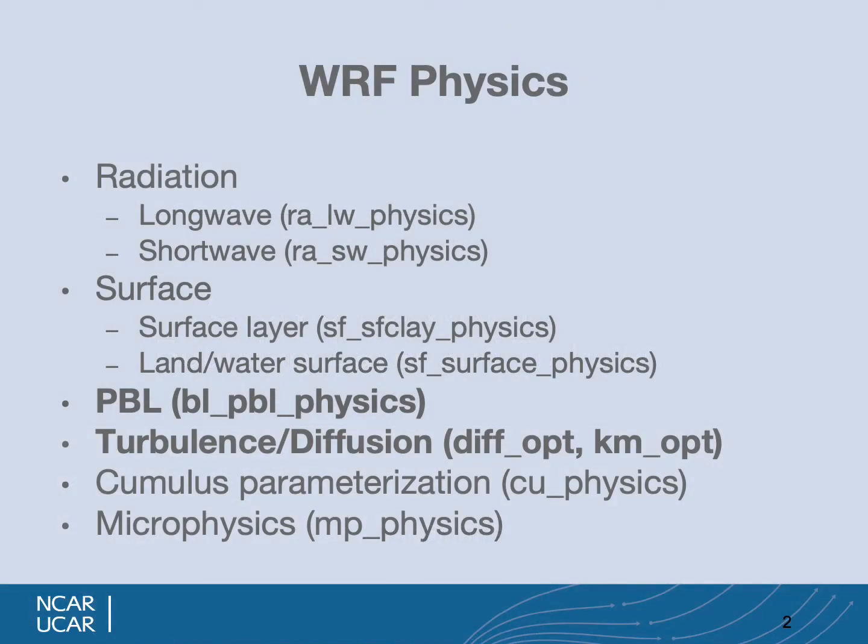There are several switches in the model that relate to subgrid turbulence and mixing processes. One is the boundary layer selection, BL PBL physics. Others relate to the turbulence and diffusion, Diff-Opt and KM-Opt. So this talk will cover these options.